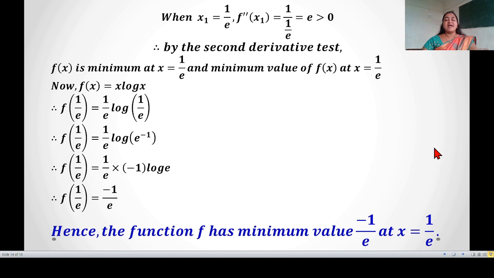So this is our last example for this lecture. In the next lecture we can solve some more examples which depend on maxima and minima.